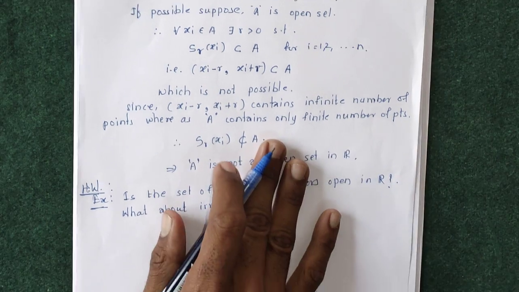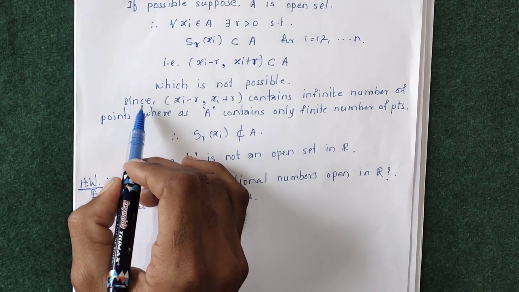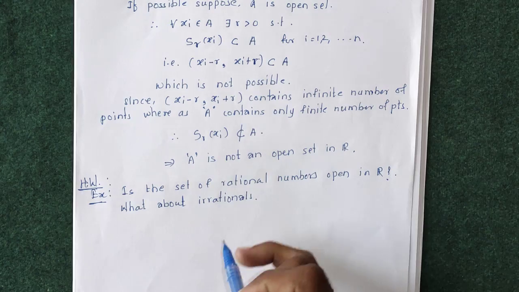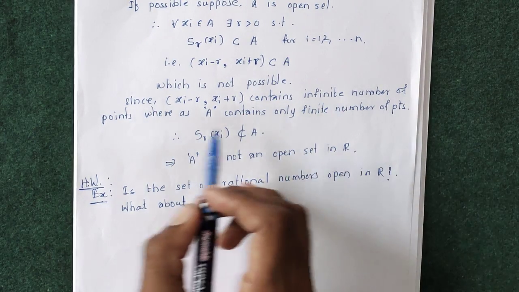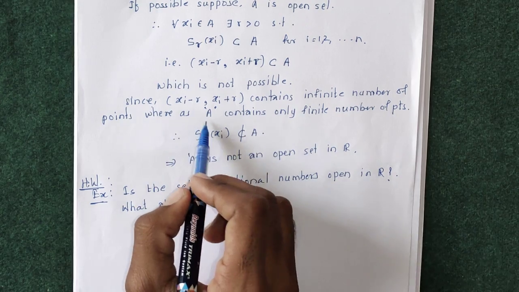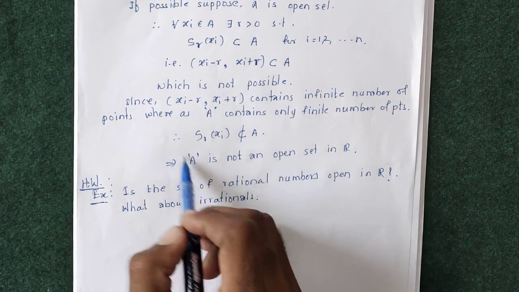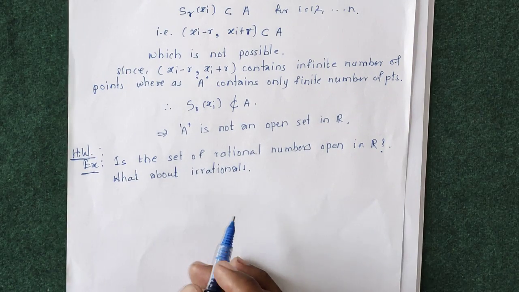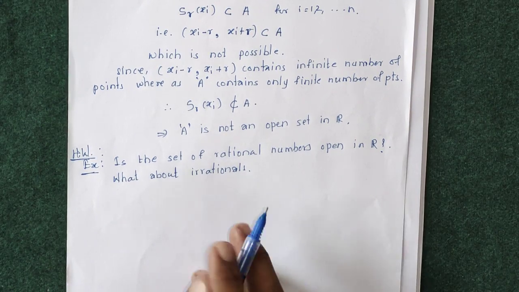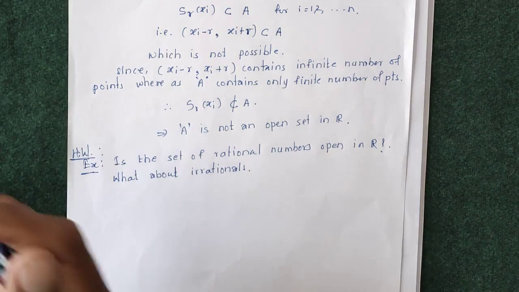So similarly, there is only one reason here. For this example you can write, since this interval contains some irrational points whereas Q contains only rational points, the open sphere S_r(x) does not lie inside Q. Similarly you can show that the irrationals are also not open in R. This is for your homework.